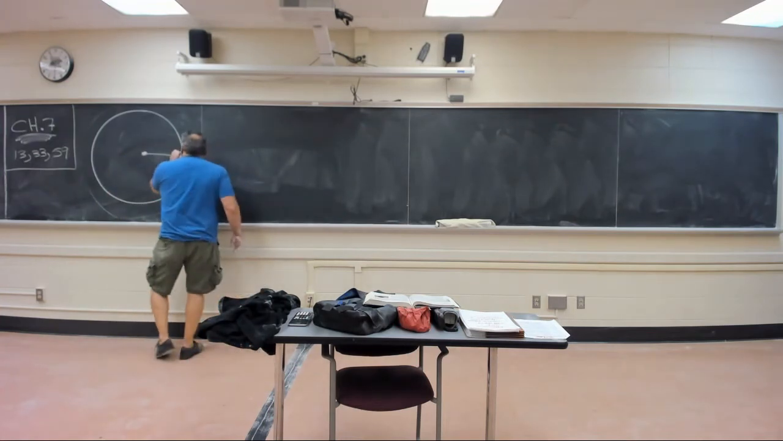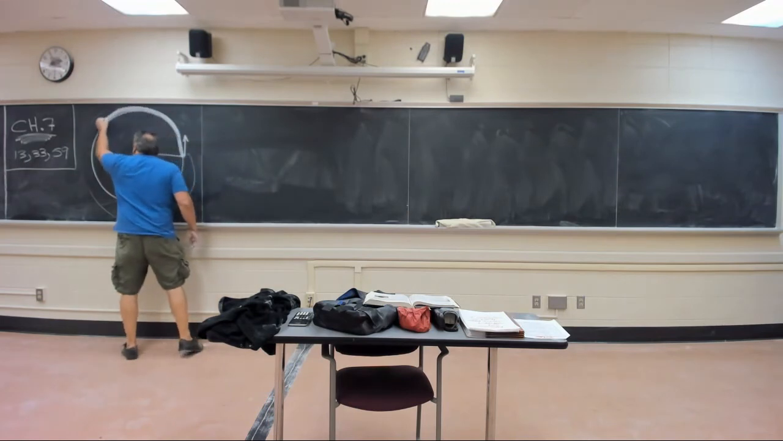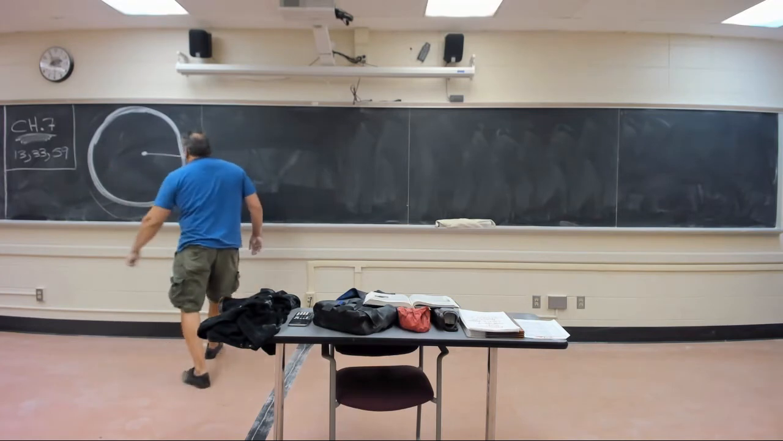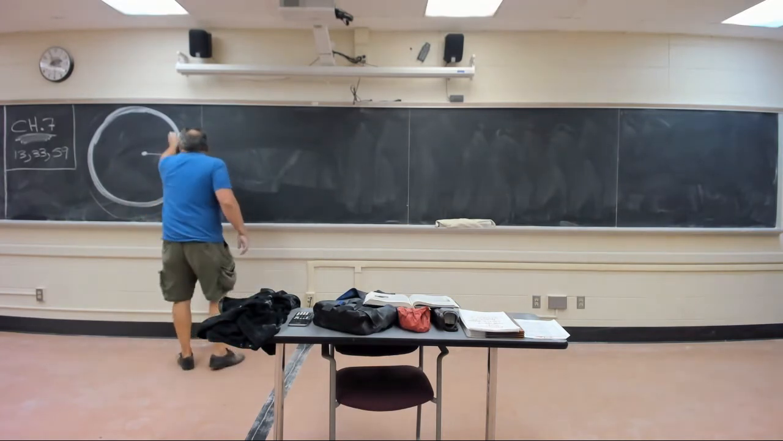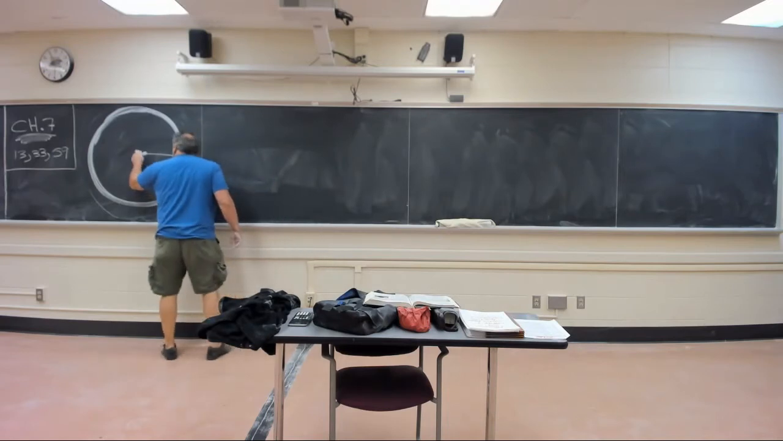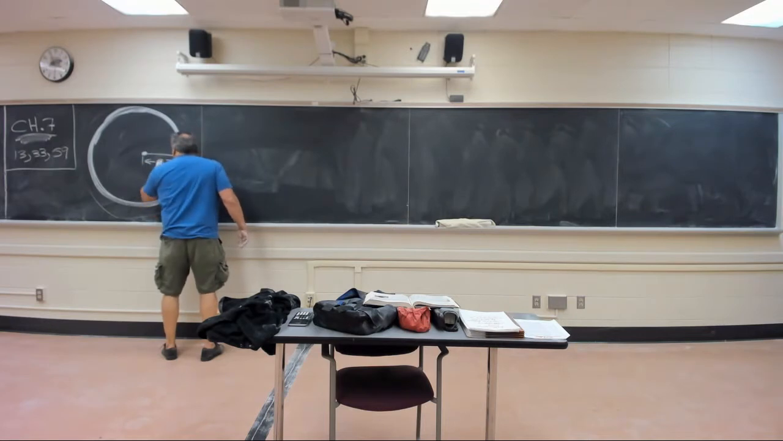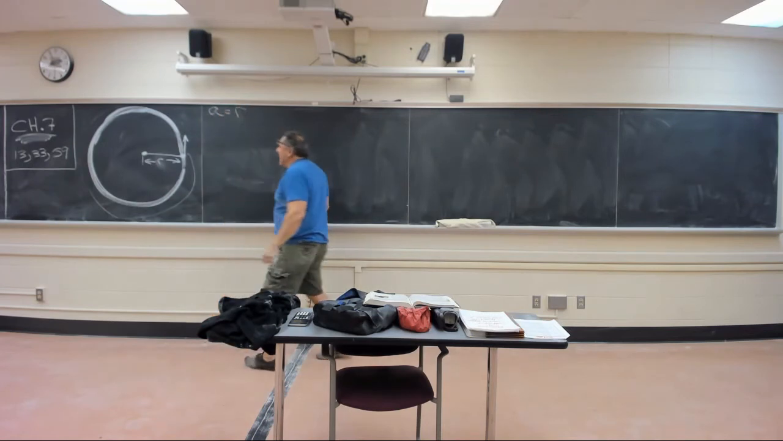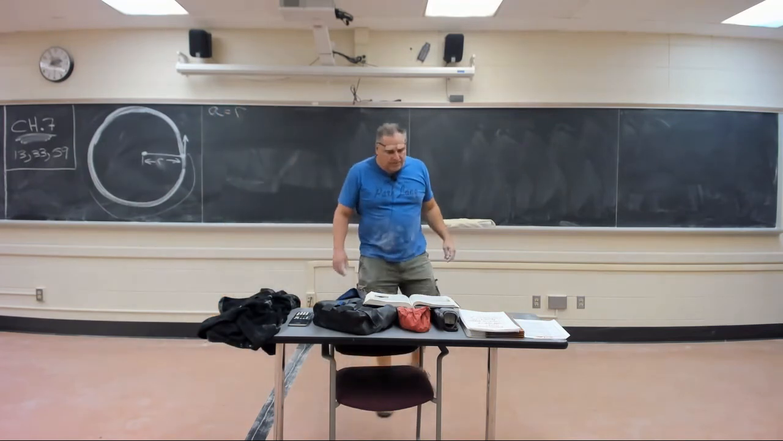How long does it take for the whole thing to go all the way around and come back? Okay? Well, that's A. It's also R. We'll say that A, the semi-major axis, is the same as the radius R.